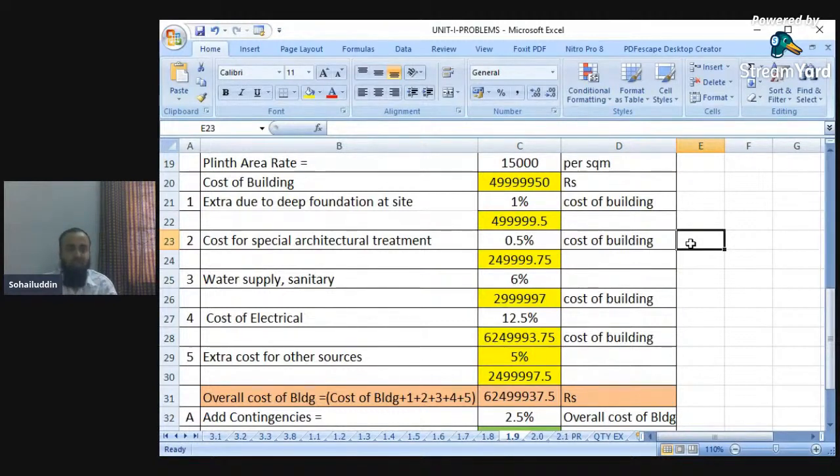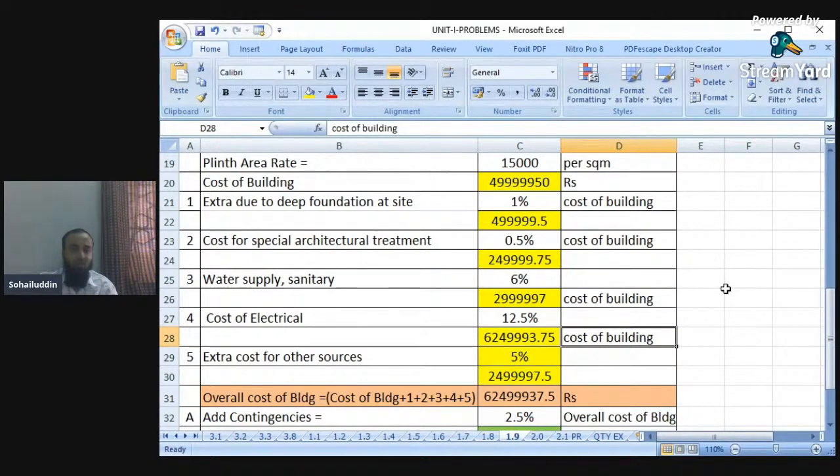Water supply and sanitary, again it has been taken as 6%. Cost of electrification has been taken as 12.5%. Again, the same way, simple percentage is there. So we have to take this percentage of the cost of the building. Again, these are the cost of the building: 1% cost of building, 0.5% cost of building, 6% cost of building, and 12.5% cost of building.